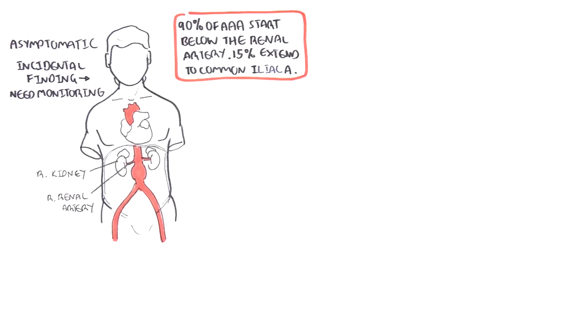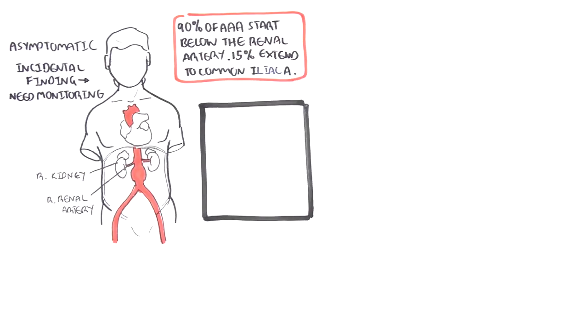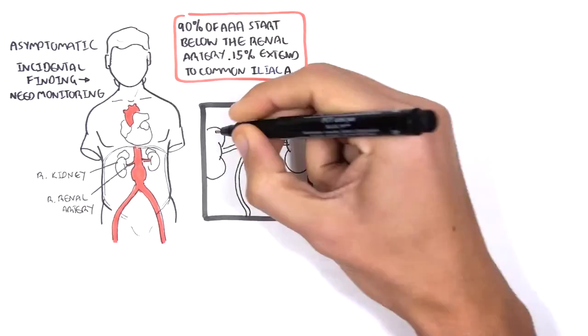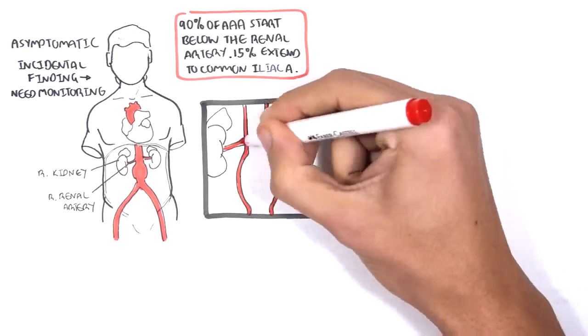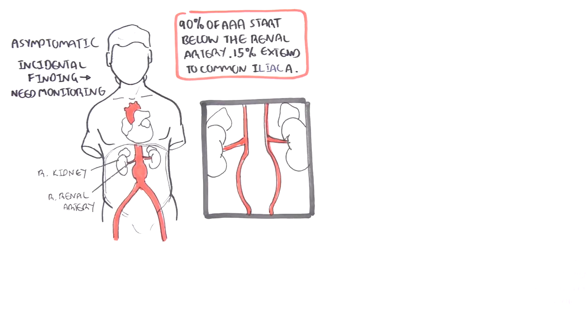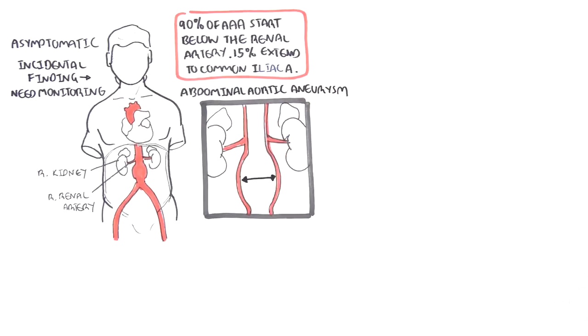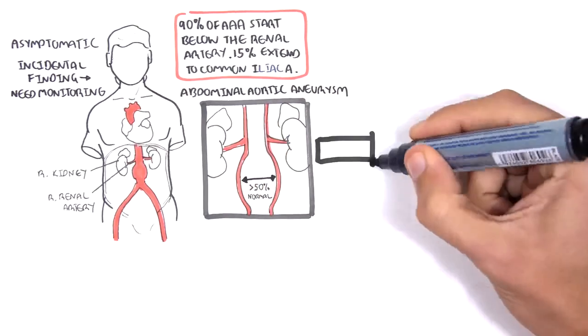Let us have a closer look. So here is your abdominal aorta with an aneurysm below the kidney arteries, the renal arteries. In general, an aneurysm can be defined as an increase of 50% of the vessel's diameter. A AAA requires continuous monitoring.